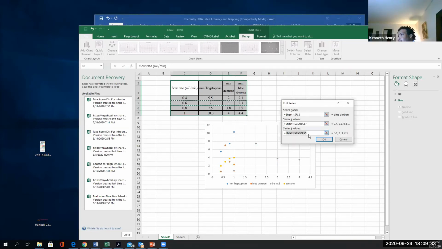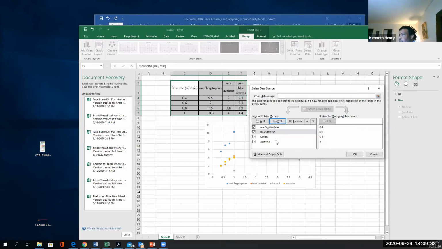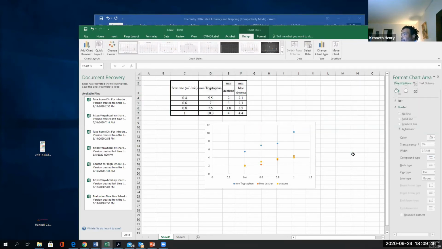My X and my Y. Okay, then we'll get rid of this one. It gave me too many. Okay, so I'm just going to go ahead and hit OK, and then we'll finish fixing up everything.